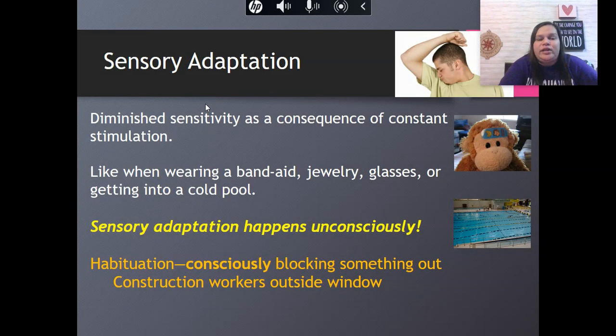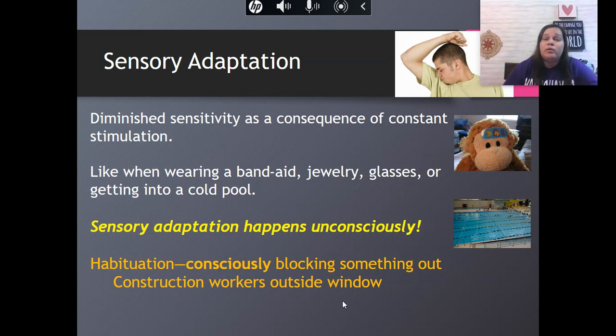Our last thing here is sensory adaptation. That's when you're exposed to a stimulus for a long time, you don't notice it. Our brain actually does a better job picking up on changes in stimuli than constant stimuli. So we adapt to things over time. For example, wearing a Band-Aid, you forget you're wearing it. Jewelry, your glasses, your wallet in your pocket if you're a guy, or getting into a cold swimming pool. You get used to that after time. So sensory adaptation happens unconsciously. Now, the pool example, I feel like if it's a really cold pool, you're going to notice that, and it's not necessarily unconscious, but a lot of times it's unconscious.